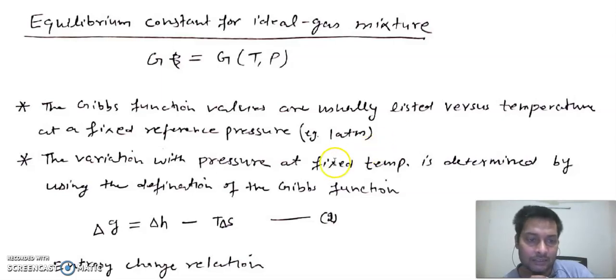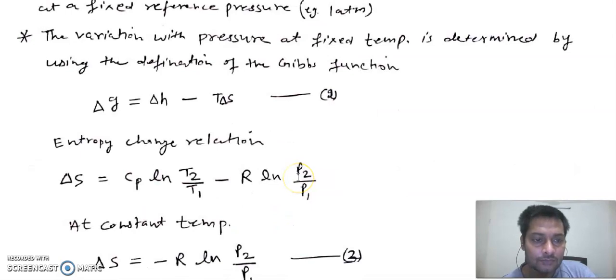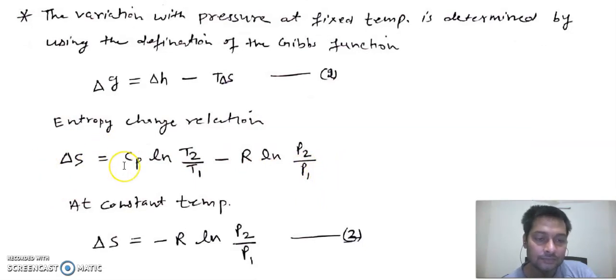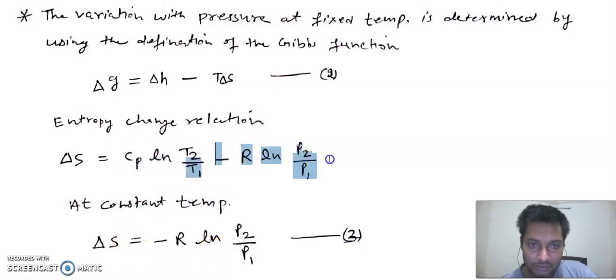So let's know the Gibbs energy: delta G is equal to delta H minus T delta S. And the change in entropy delta S is equal to Cp ln T2 by T1 minus R ln P2 by P1. This expression we also have derived in our previous classes. At constant temperature, the first term will be 0. So the change in entropy will be equal to only the second term, minus R ln P2 by P1.